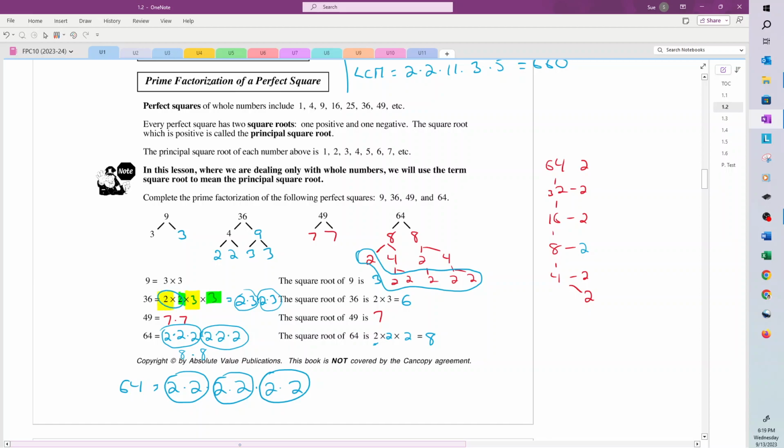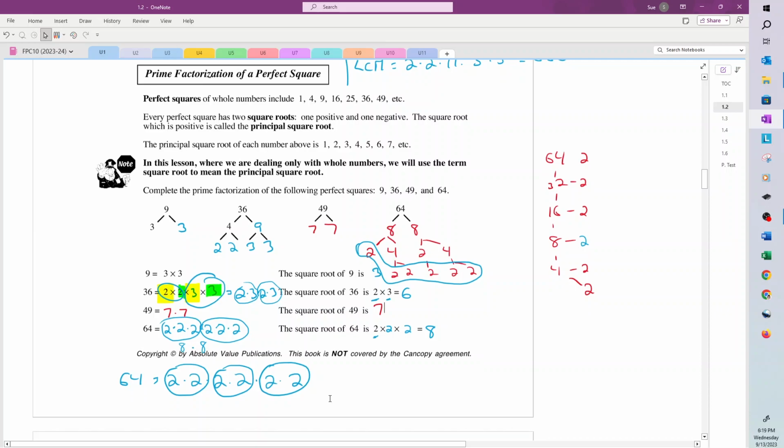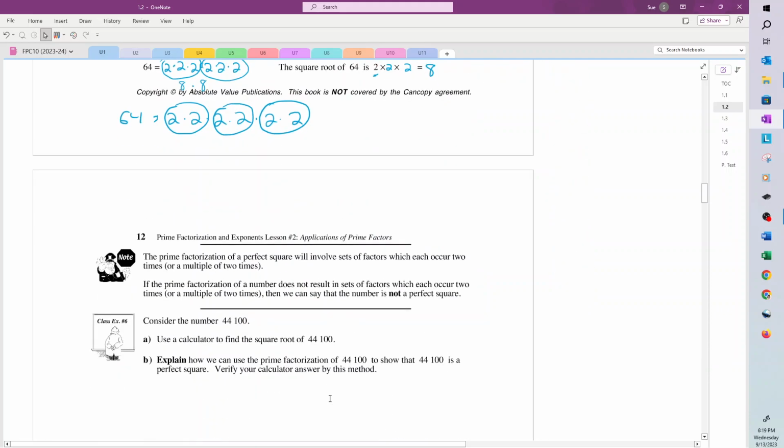There's my pair of 2's, so there's where that 2 comes from, and there's a pair of 3's, so I take one of them out. And you can imagine you put one of them into one pile and one of them into the other pile, and then your square root is whatever is in one of the piles, because it'll be the same in both piles. Okay. All right, next page.